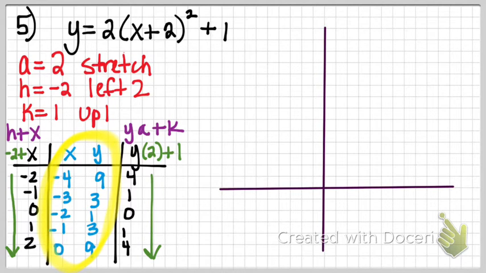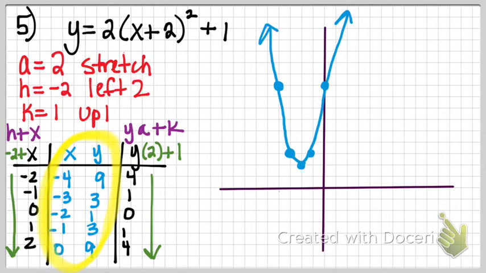So -4 up 9, 1, 2, 3, 4. -3 up 3. -2 up 1. And then the y-intercept is at 9. So this graph does not have any x-intercepts. So it has no x-intercepts, but it has a y-intercept at +9. Last thing is to state the domain and range.